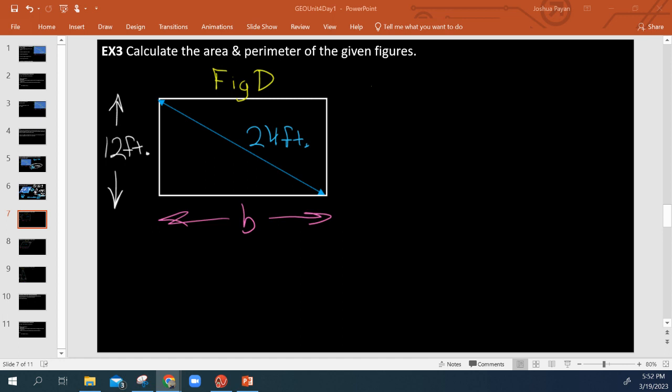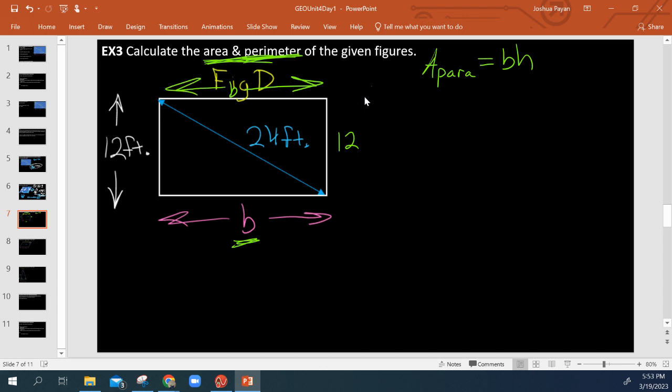Okay, so first example, obviously we have a parallelogram, so the area of a parallelogram is equal to base times height. But let's not forget we're also looking for perimeter. Okay, so area and perimeter. And perimeter we know is just going to be 12 plus b plus 12 plus b again here.